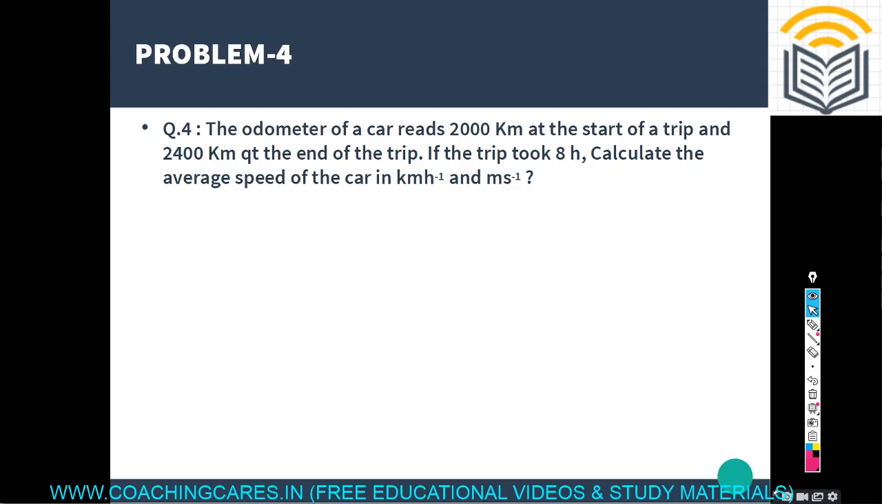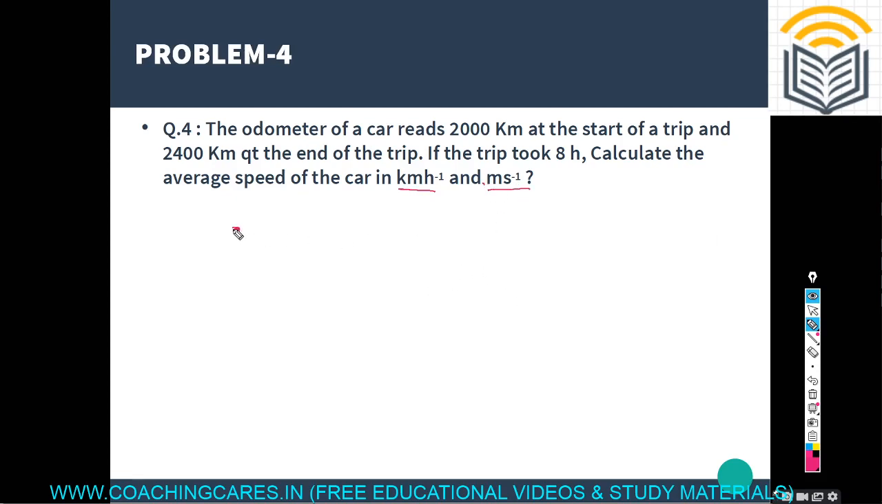Under this lesson, we'll study numericals. Problem number 4. The odometer of a car reads 2000 km at the start position of a trip and 2400 km at the end of the trip. If the trip took 8 hours, this total time 8 hours, calculate the average speed of the car in both units, kilometer per hour and meter per second.